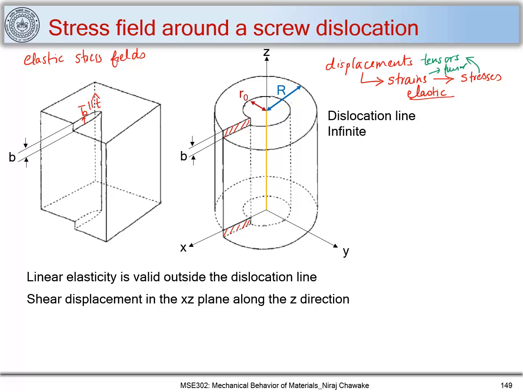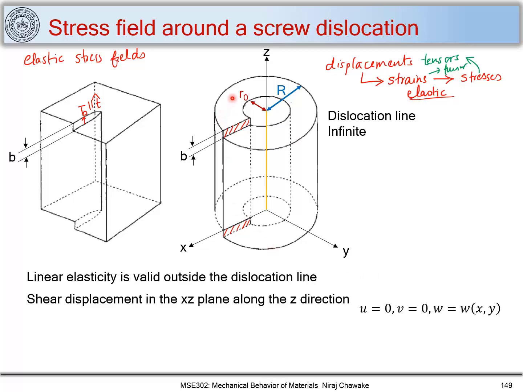Similarly, we get a stress tensor. So this will be an approach to find out the stress field around dislocations. Figure out what the displacements can be, then find out the strains, and then find out the stresses using elastic stress-strain relations. So let's find out what the displacements are.